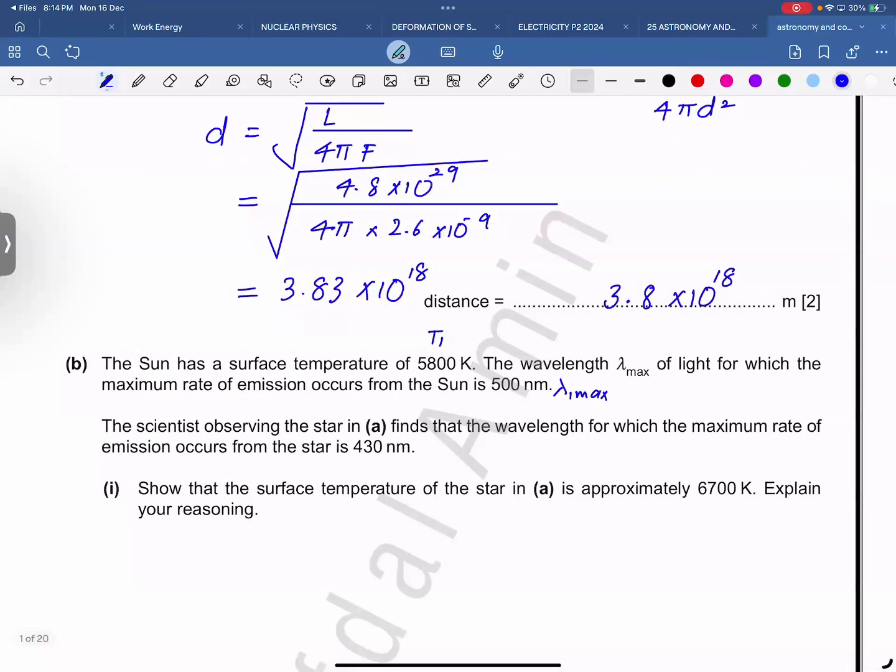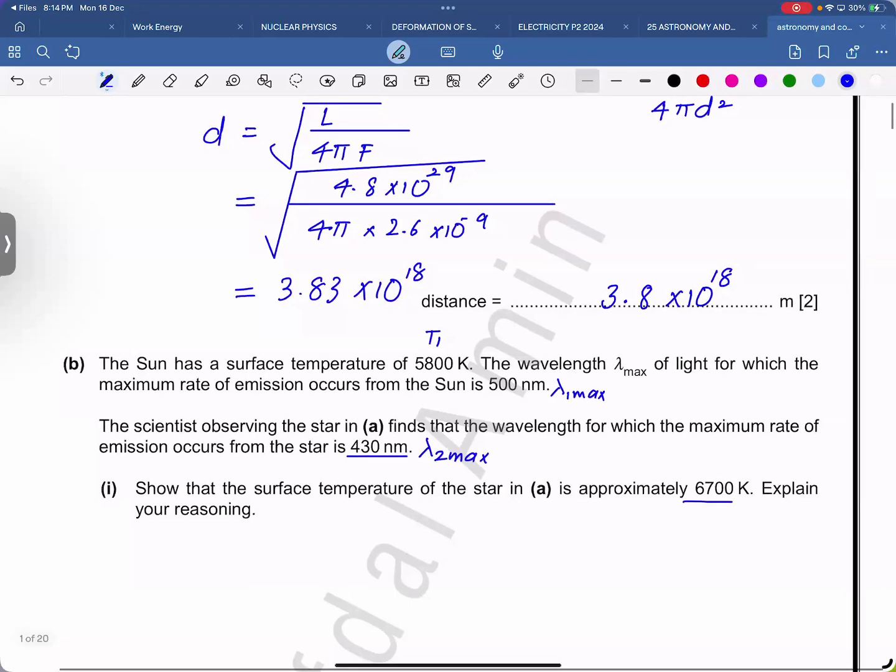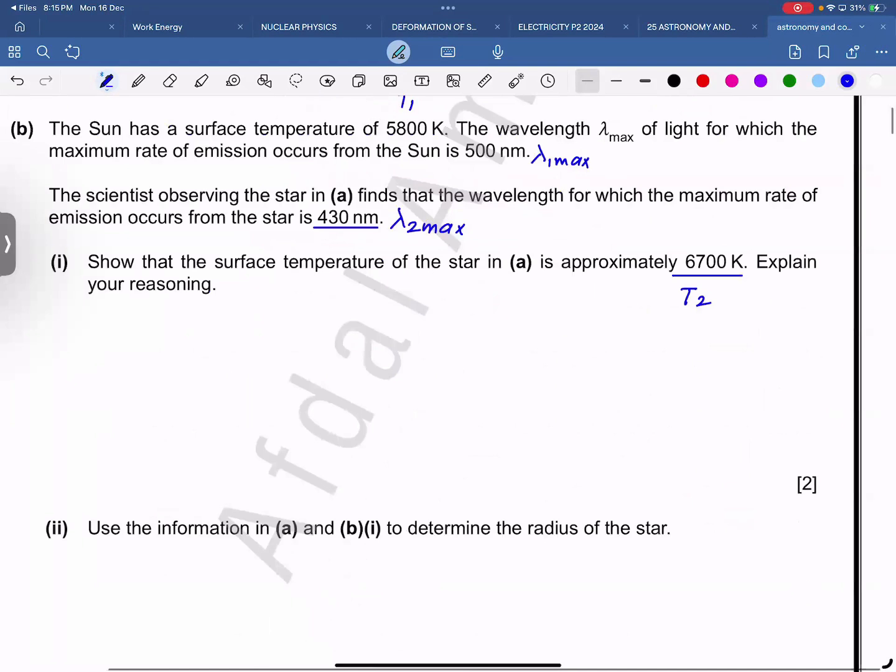A scientist observing finds that the wavelength for which the maximum rate of emission occurs from the star is this. So the maximum wavelength, lambda 2 max, is this. Show that the surface temperature of this star is this. Show that means you want to find T2. Explain reasoning. Explain reasoning means a sentence. What sentence? Wien's displacement law. So that's the reasoning.